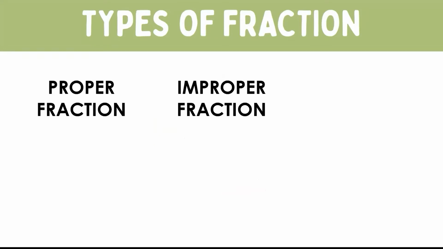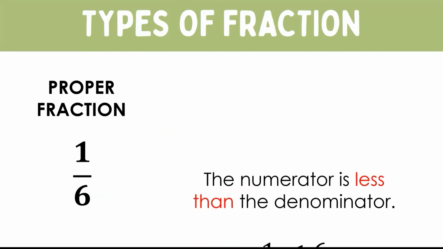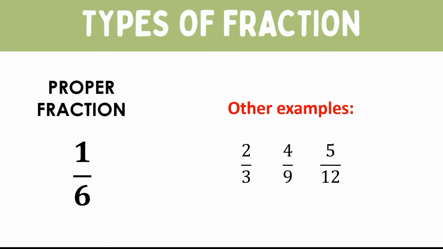Fractions can be classified as proper, improper or a mixed number. 1/6 is an example of a proper fraction. This is a type of fraction in which the numerator is less than the denominator. Other examples include 2/3, 4/9, and 5/12.